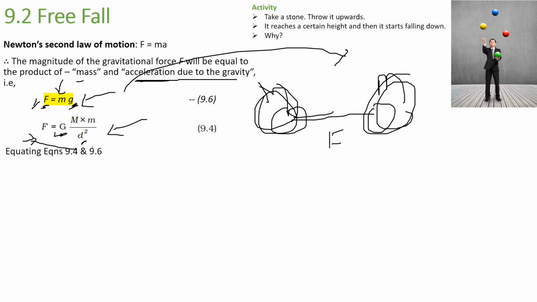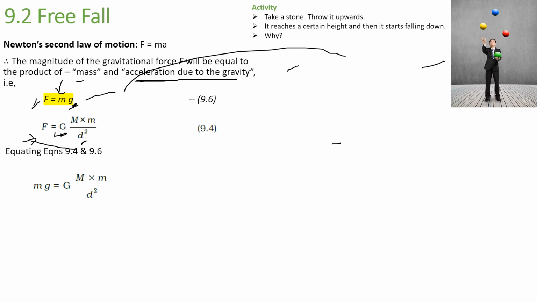Now because both of them are forces, let's equate them. In this case, this is Earth and this is some object, say a ball. So this is also a formula for the ball: F = mg, where m is the mass of the ball and g is Earth's acceleration. Now equating them, mg = G M m / d².